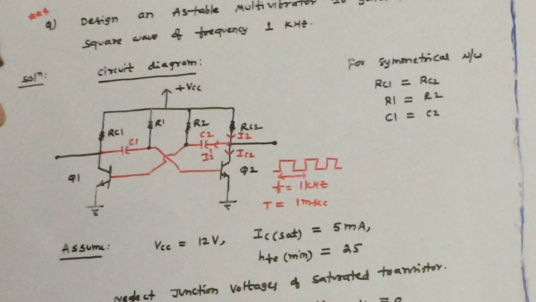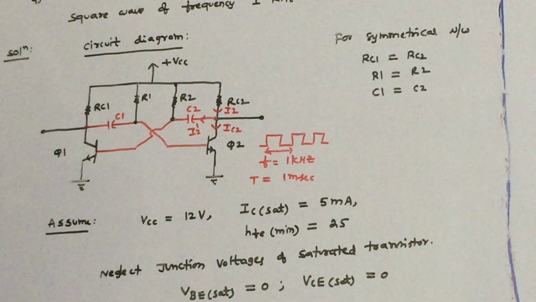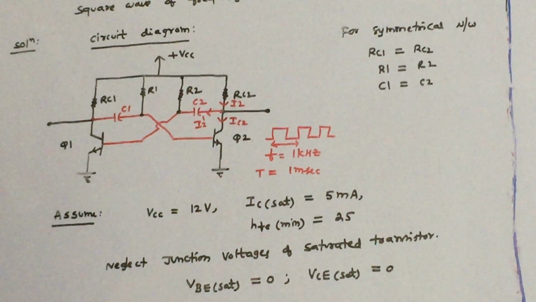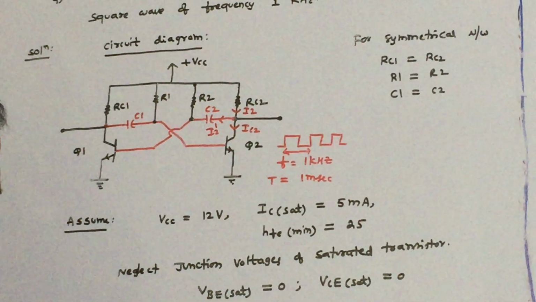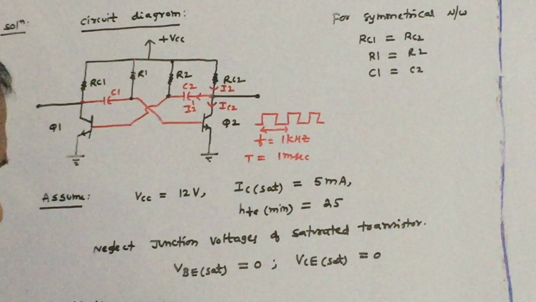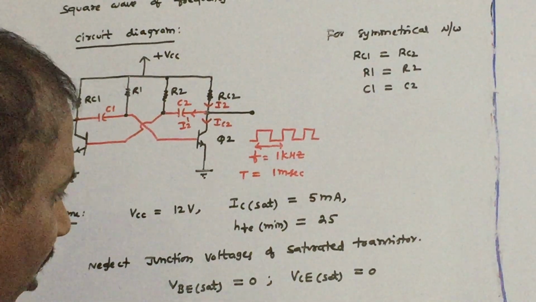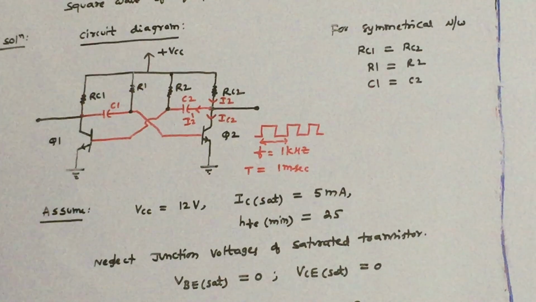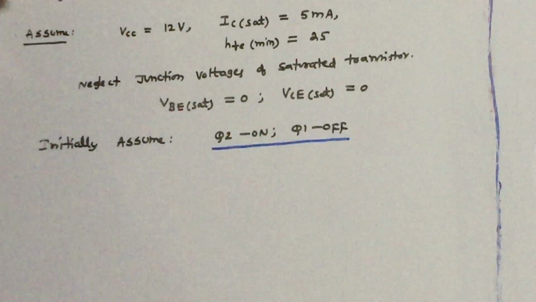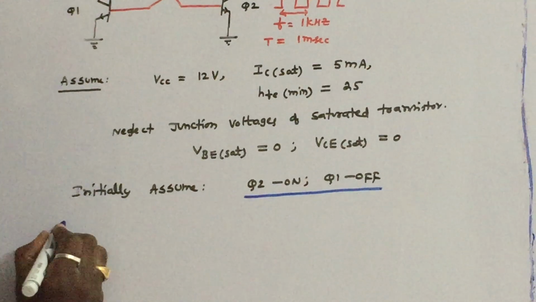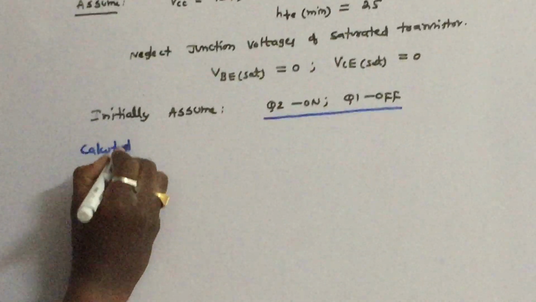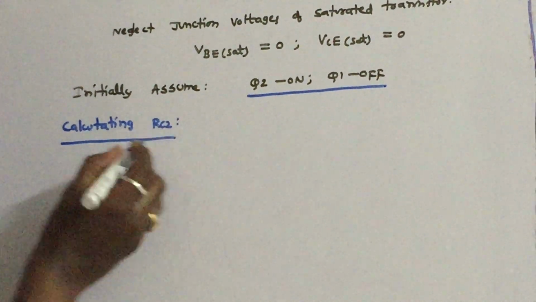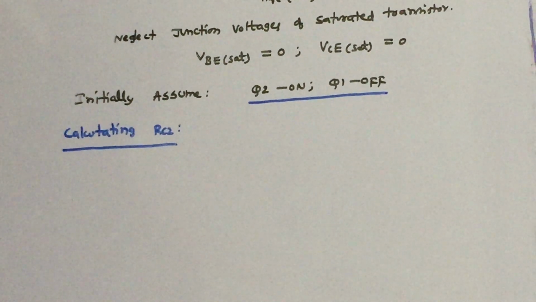So there are only two formulas in this problem. First find out the RC2 value, then the R1 value. Initially assume one more condition, because one of the transistors will be in on condition, as we have discussed. Initially assume Q2 is in on condition and Q1 is in off condition. So first assume this point. Q2 is in on condition and Q1 is in off condition. So calculating RC2, the design procedure is the same for every problem.